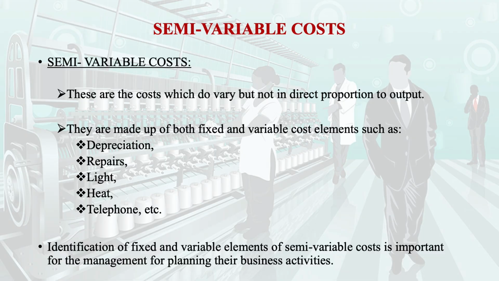Third cost is your semi-variable cost. These are the costs which do vary but not in direct proportion with the output. They are composed of fixed cost as well as variable cost. Their elements may be depreciation, repair, light, heat, or telephone. Identification of fixed and variable elements of the semi-variable cost is important for the management for planning their business activity.